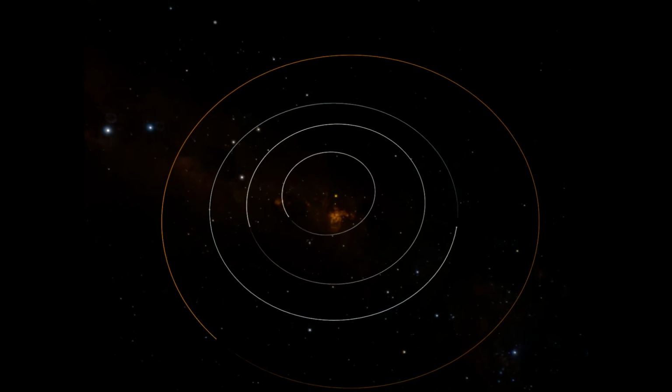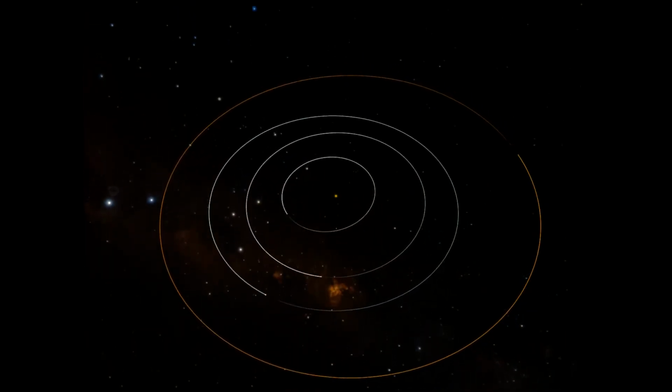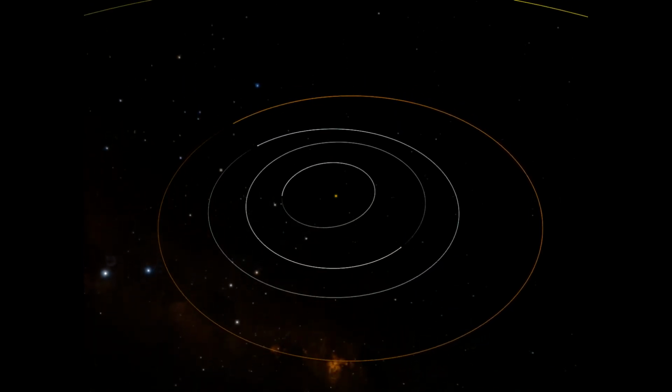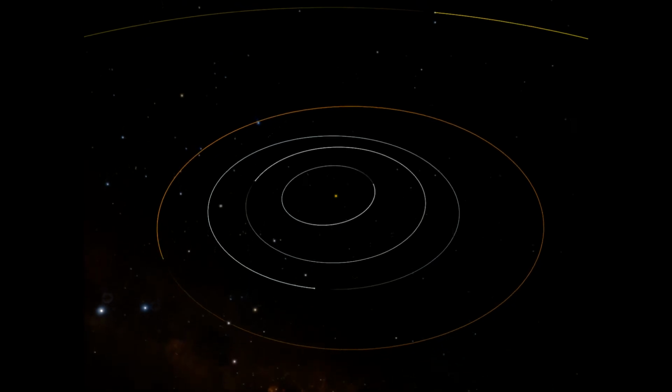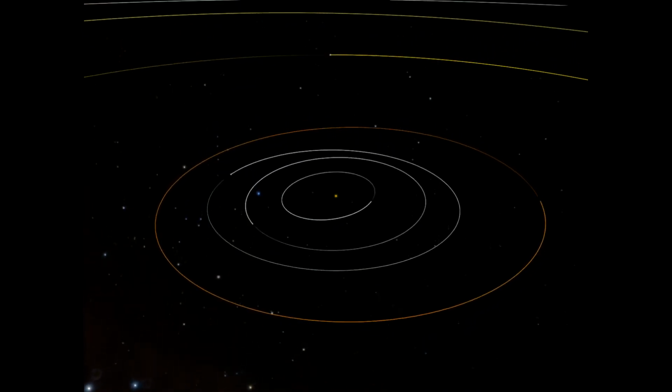As a result of forming in this disk, the orbits of the planets are nearly aligned with the Sun's equatorial plane, and all of the planets orbit the Sun in the same direction that the Sun rotates. Most of the planets, including Earth, rotate in the same counterclockwise direction as well.